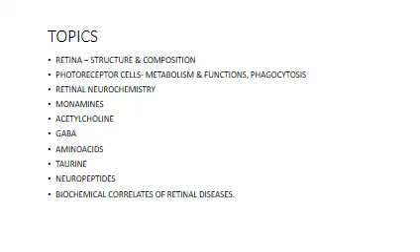Firstly, we'll be looking at the structure and composition of the retina, and in this part I'll also be looking at the photoreceptor cells, their metabolism, function and role in phagocytosis. The second part deals with retinal neurochemistry, particularly stressing certain important compounds like monoamines, acetylcholine, GABA, amino acids and taurine, and the neuropeptides. I'll also be dealing with the biochemical correlates of retinal diseases.